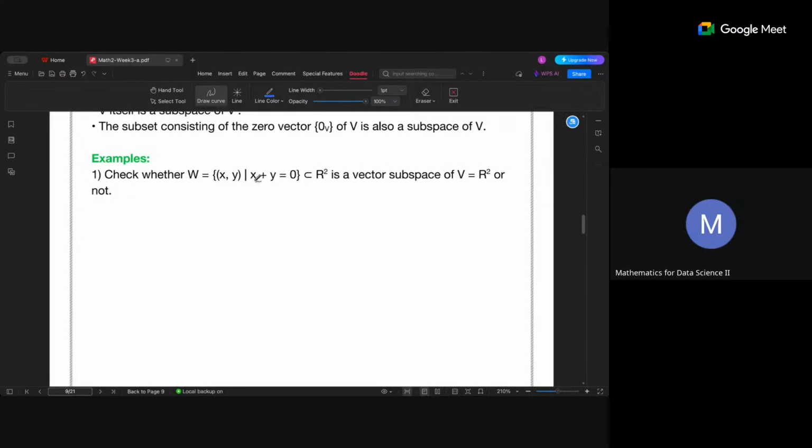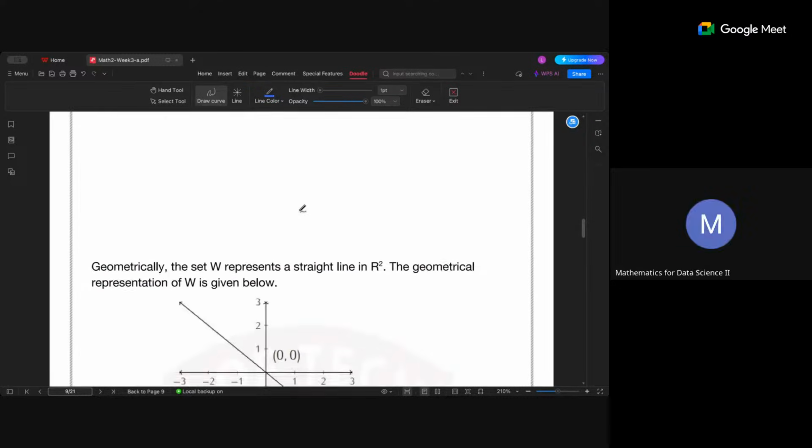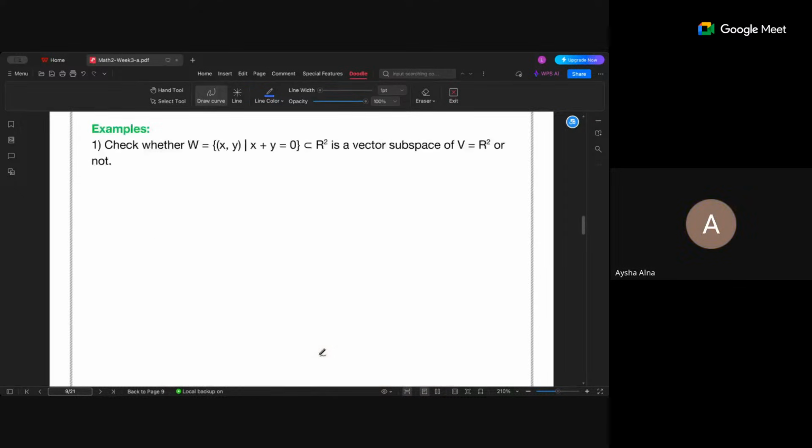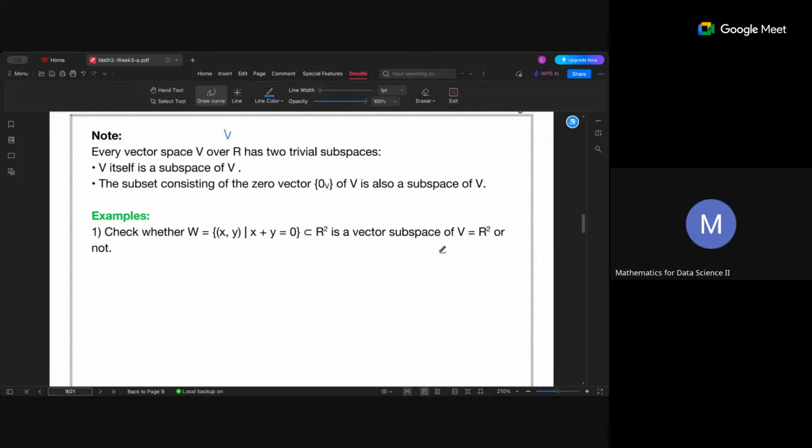This is the set of all (x, y) such that x plus y is equal to 0. In R2, what does this represent? Can anyone say? If you plot all these points, what will you get? A straight line passing through the origin. Yes. So it is a straight line passing through the origin. Now the question is, is this a subspace or not?